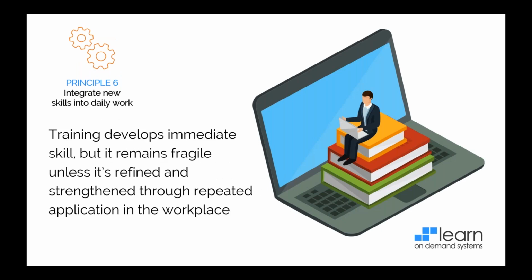Finally, we're at principle 6, and this one covers what we do for long-term learning. The ultimate goal of any learning program is the transfer and integration of new skills into daily work. Training develops immediate skill, but it remains fragile unless it's refined and strengthened through repeated application in the workplace. I think we've all been there where we take training and then 2 weeks later, we kind of forget some of it, and it's because we haven't had a chance to practice it and make it part of our routine.